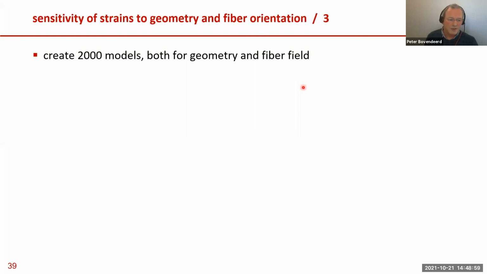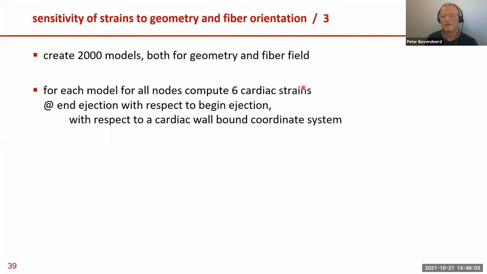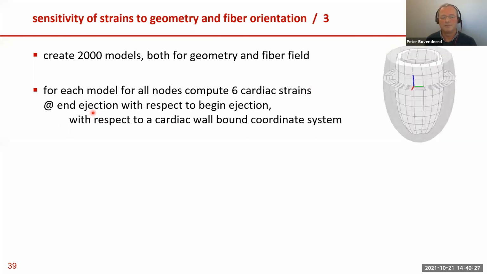So he created 2,000 models where both geometry and the fiber field were varied. And for each model and for every node, he computed the 6 cardiac strain components. These components were measured at end ejection with respect to begin ejection. So it's a strain going on in between those 2 time points. And he determined the strain with respect to a wall-bound coordinate system.